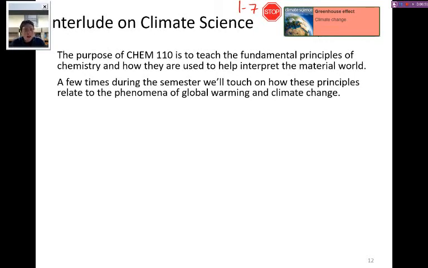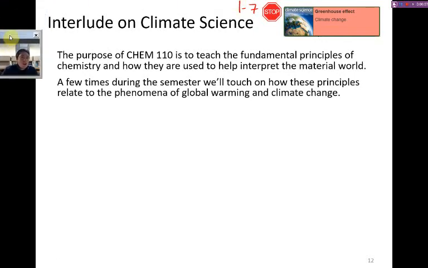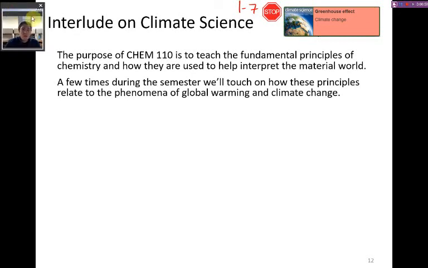So the purpose of Chem 110 in general is to help you understand the basics of chemistry so that way you can use that information to make informed decisions about the world around you. And a couple times during this semester, we're going to talk about the phenomena of global warming and climate change, how the greenhouse effect and pollution play into that. And so this is going to be our first introduction into that.